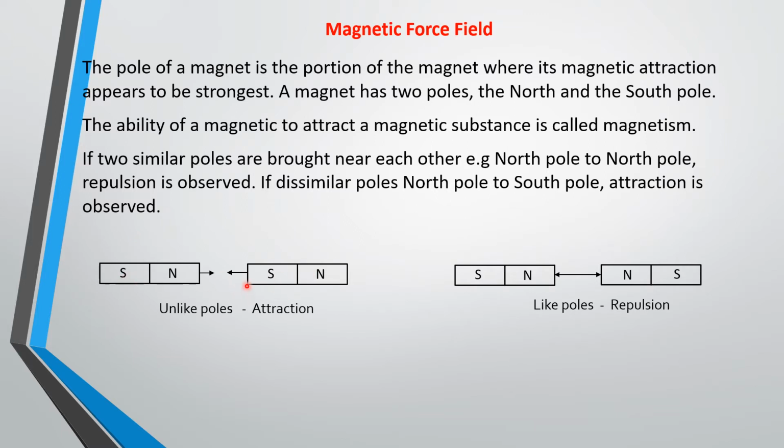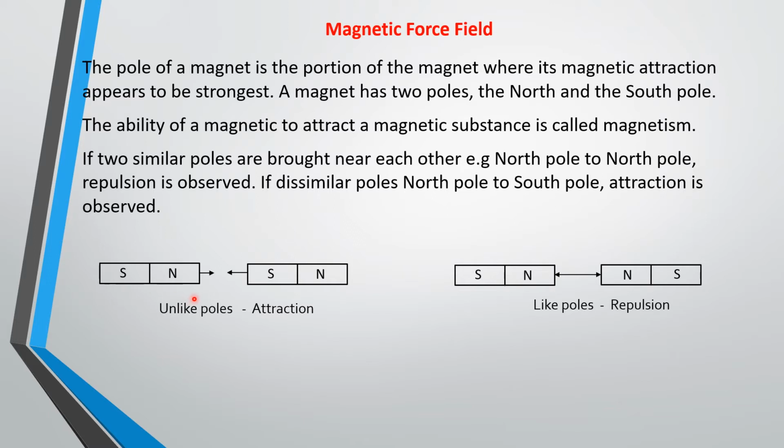Okay, so which means that if you bring two magnets together and you observe repulsion, it means that those two poles, those two sides that you are bringing together, are the same pole. But if they are attracted, it means that they have different poles. So a north and a south pole will attract, while a north and a north pole will repel. Also a south and a south pole brought close will repel.